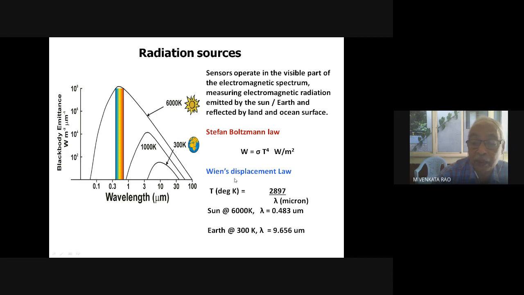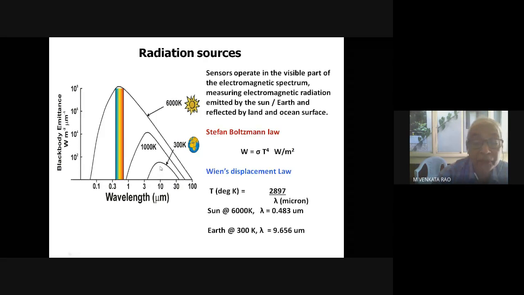The second important formula is Wien's displacement law. Depending on the temperature of the body, any body emits radiation, and the peak radiation will be at a particular wavelength given by this formula. For example, the sun, which is at 6,000 degrees Kelvin, has lambda at about 0.483 microns, almost bluish green wavelength. That is where the peak comes. Similarly, the Earth, at normal room temperature of 27 degrees, which is nothing but 300 degrees Kelvin, has lambda in the infrared region, around 9.6 microns, about 10 microns. So it will emit radiation at 10 microns.